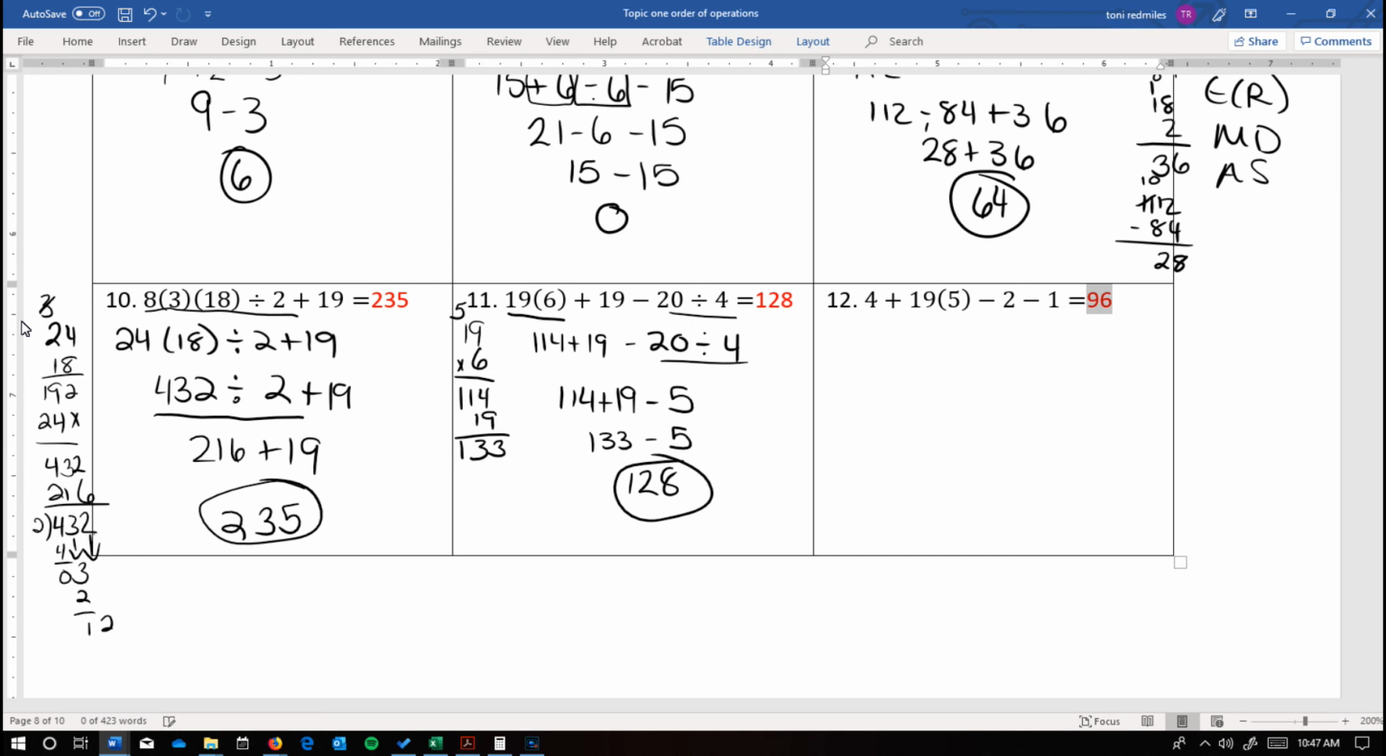All right, last one, get excited, okay? So I look down, no parentheses with operations in it, no exponents or radicals, but I do have multiplication. So let's go ahead and figure the answer for this. So it's 95. All right, 95 plus 4 is going to be 99, minus 2 is 97, minus 1 more is 96.